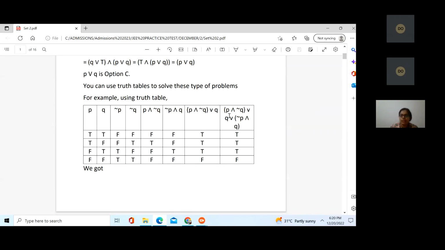So this is what the question has asked me: P and negation Q or negation P and Q. So I need to find out P, negation P, Q, negation Q. That is the first part, so I have completed that.